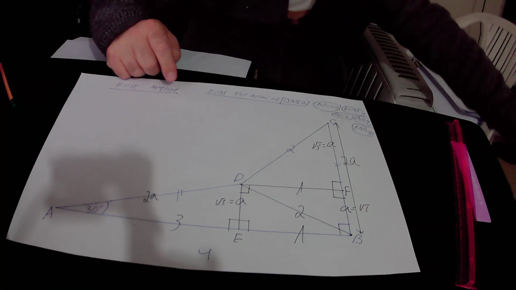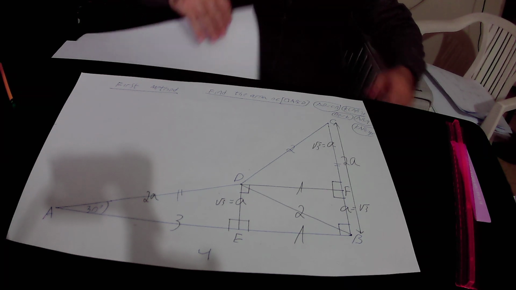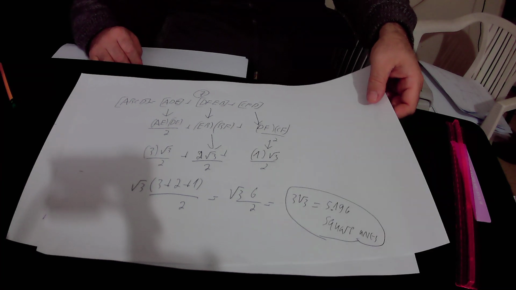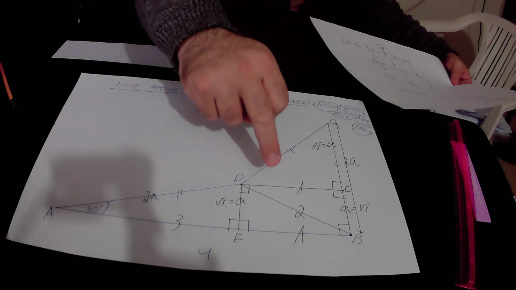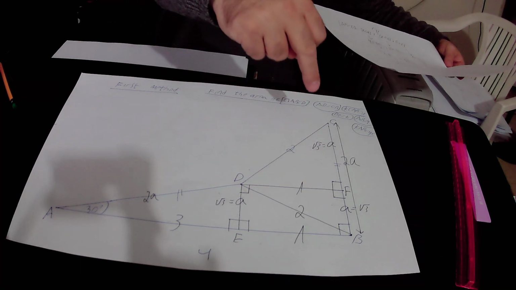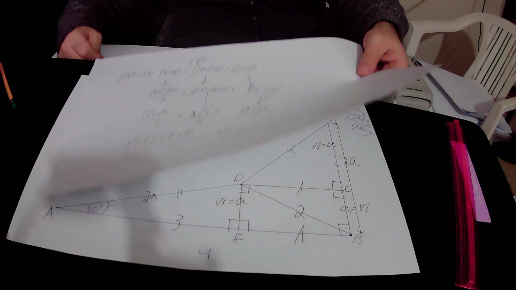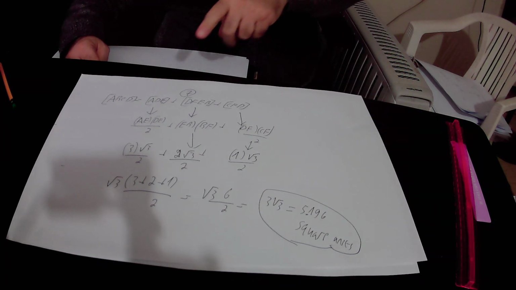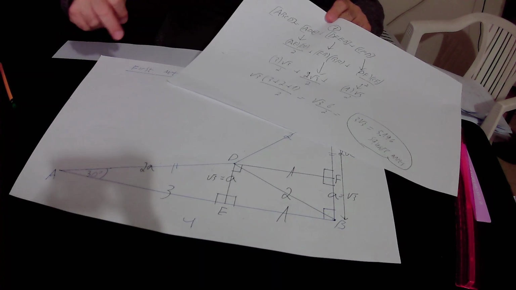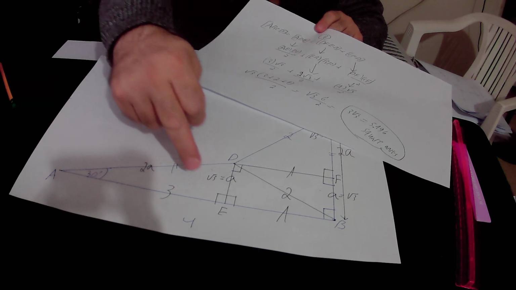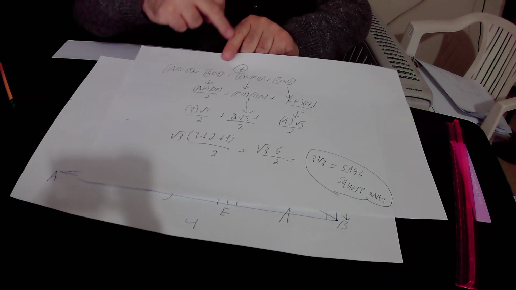Now we can easily find the area of quadrilateral ABCD. The area of quadrilateral ABCD equals the area of triangle ADE plus the area of rectangle DFEB plus the area of triangle DCF. Okay? So the area of the right triangle ADE equals AE, that is the base, times the height to the base, that is ED, over 2. AE times DE over 2.